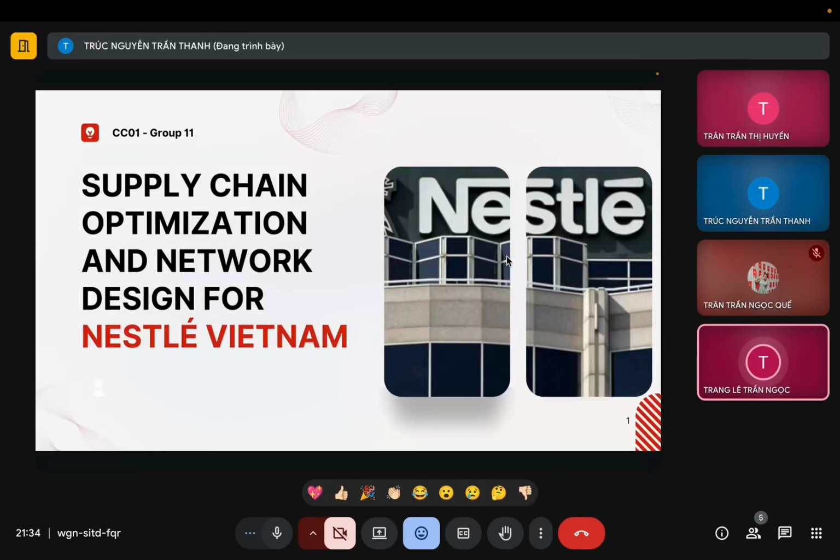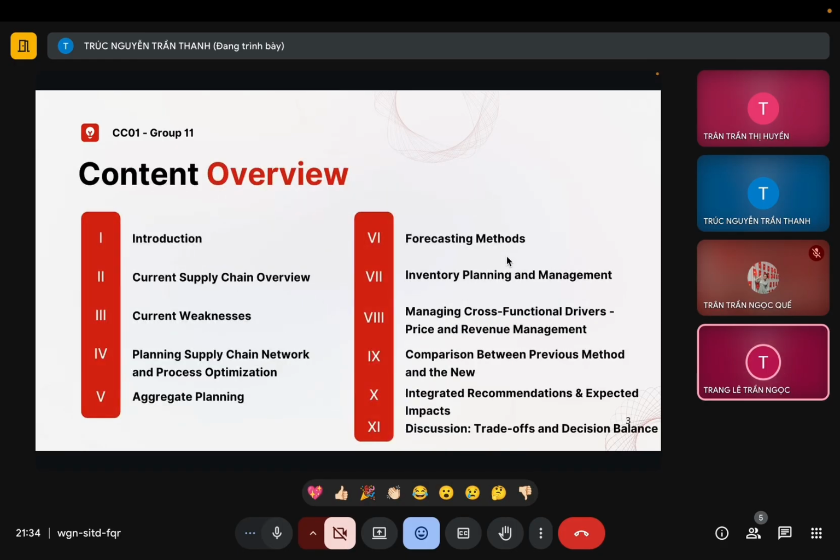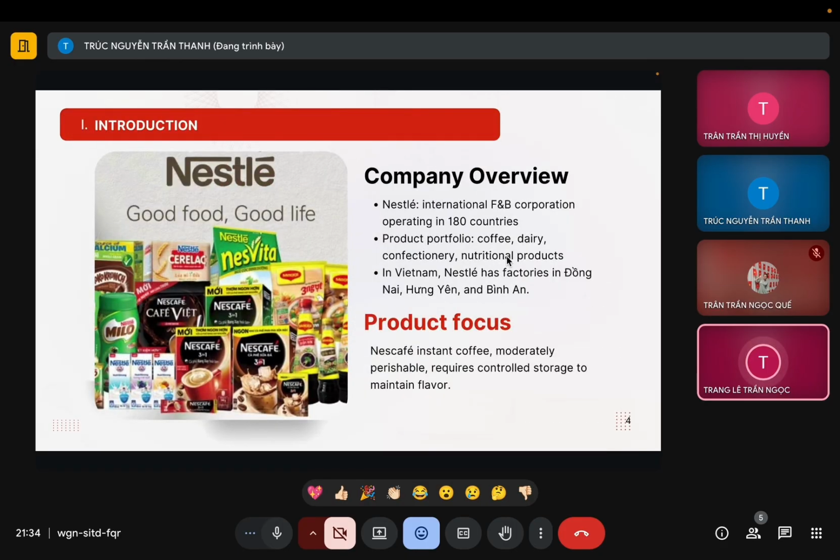Group 11 will present about supply chain optimization and network design for Nestlé Vietnam. Here are our team members. This is a content overview. First one is the introduction. The company we chose is Nestlé, which is a food and beverage corporation, and the product we focus on here is Nescafe.